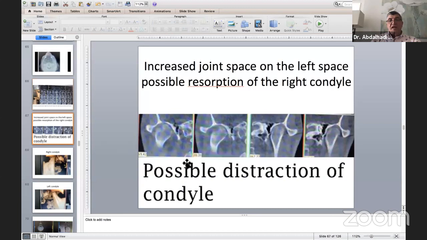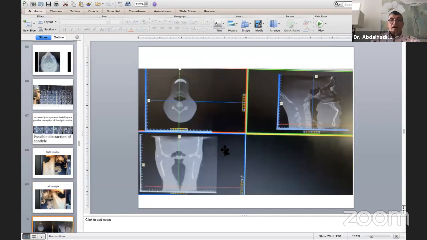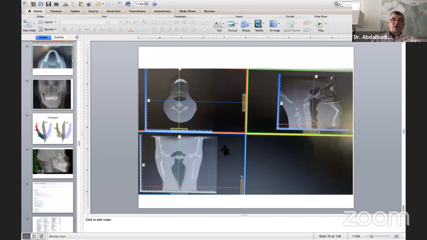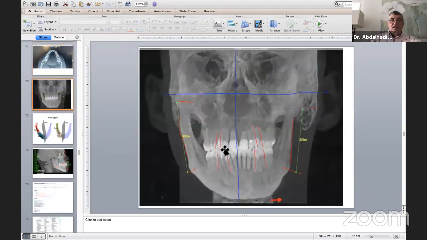And if you see the space also, increased joint space of the left, possible resorption of the right condyle. So possible destruction of the right condyle. So you see here, this is an X-ray and photo before the X-rays for the airway and anatomic slides. This is again to see the axis and the deviation.